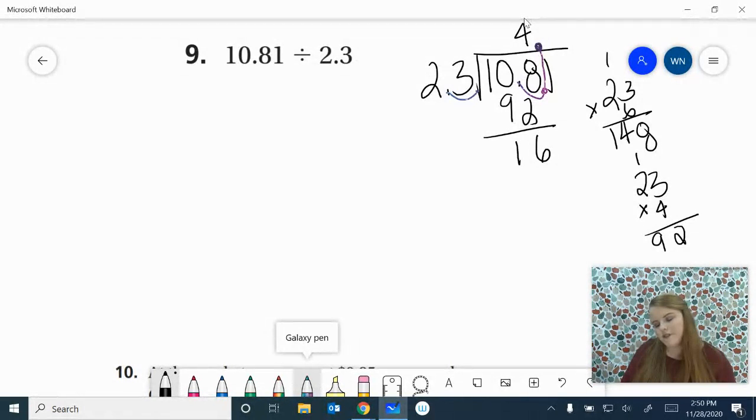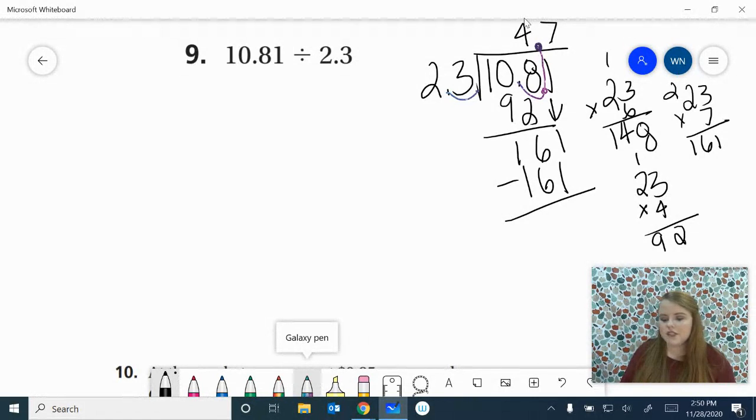So I have 16, bring down the 1, 161. Let's try 23 times 7 and see if we can get close to that. 7 times 3 is 21. 7 times 2 is 14, 15, 16. There you go. Make sure you're lining that up really correctly because it's going to get really messy really fast. 7 times 23 is 161. Your answer was 4 7/10. Let's move on to number 10.